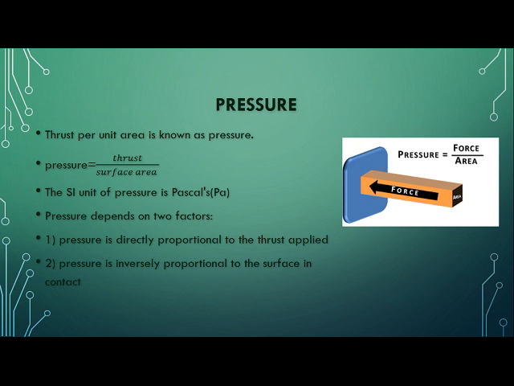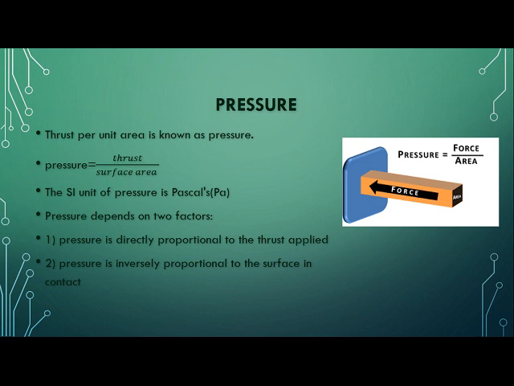What are the two factors? First is the thrust applied. More is the thrust, more will be the pressure. More is the surface area, less will be the pressure. Less is the surface area, more is the pressure created. Directly proportional means one increases, the other also increases. Inversely proportional means if one increases, the other decreases.